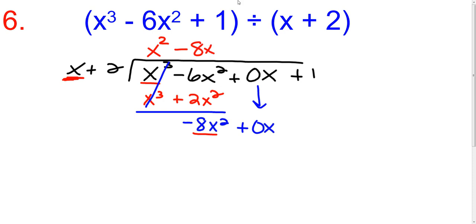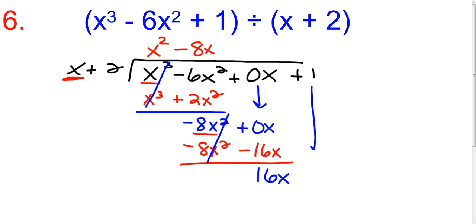Okay, and then you'll distribute. So negative 8x times x would be negative 8x squared, and negative 8x times 2 would be negative 16x. And again, you will subtract. So those two will drop out, and then 0x minus negative 16x is really like adding, and so you'll get 16x, and then we'll bring down the 1.